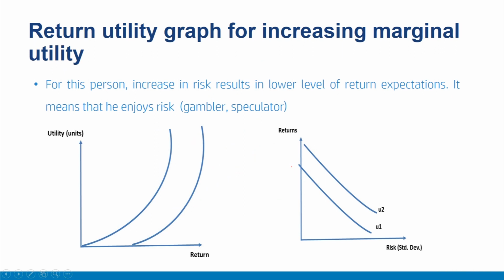Now, let us have a look at another individual. For him, the risk versus return plot is like this. It's downward sloping. The isoutil curves U1 and U2 are downward sloping. That means for increasing risk, his utility remains the same with lower returns. That means this person is more of a risk loving, risk preferring person. So when he is given more risk, he is satisfied and generates the same utility even if the returns are lower.